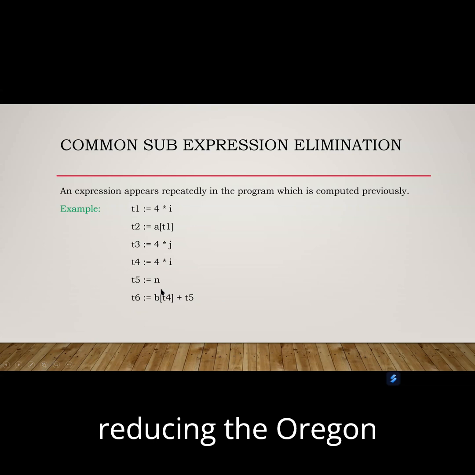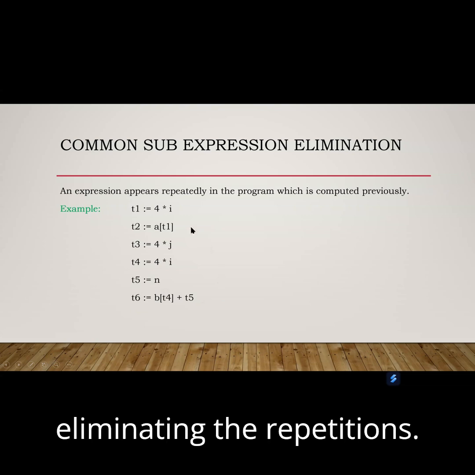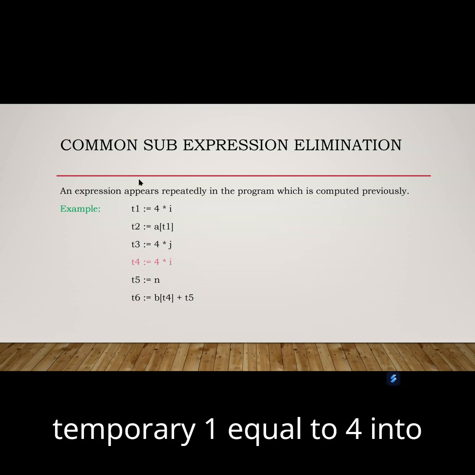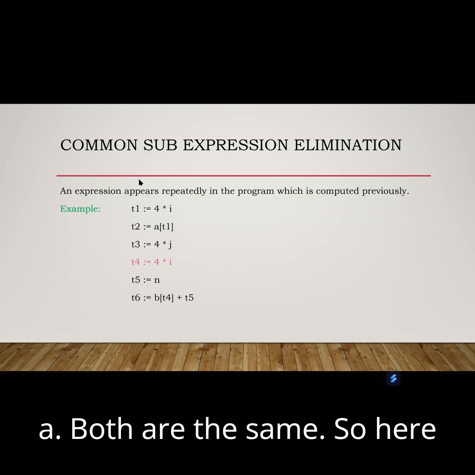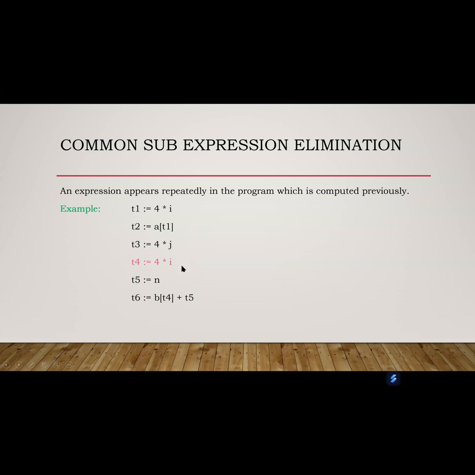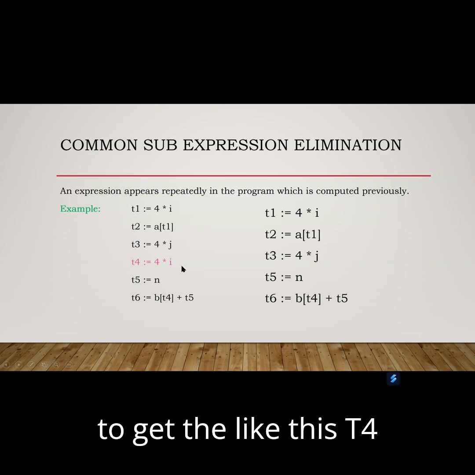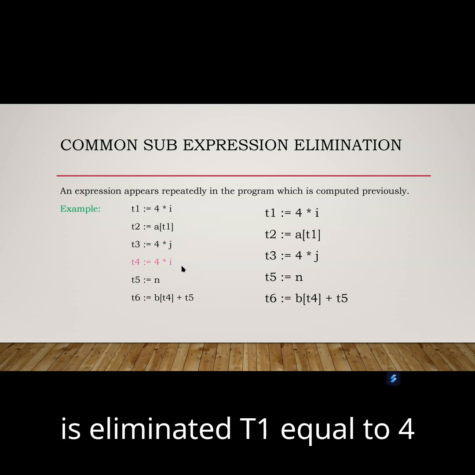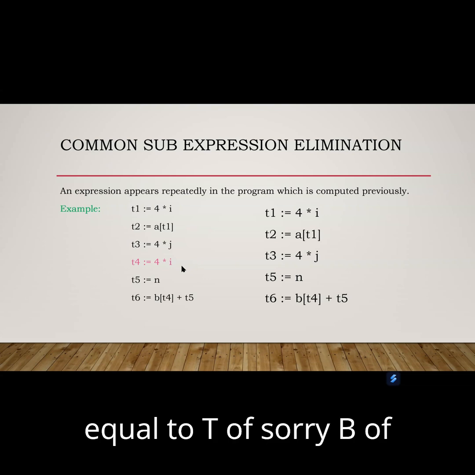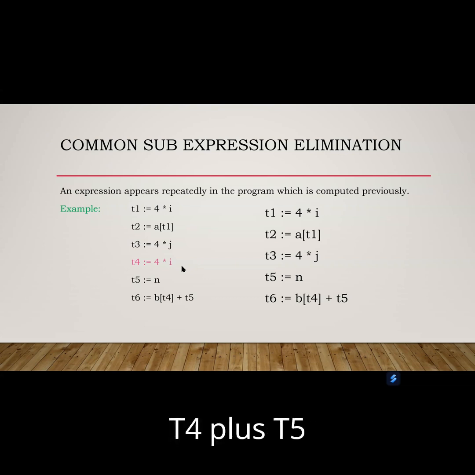Here we are going to eliminate the repeated expression. We can see that T4 equal to 4 into I is already a repeated value. It is available at temporary 1 equal to 4 into I. Both are the same. This is the first occurrence and this is the second occurrence. So we are going to eliminate T4. Finally we get it like this. T4 is eliminated. T1 equal to 4 into I. T2 equal to A of T1. T3 equal to 4 into J. T5 equal to N. T6 equal to B of T1 plus T5. Clear?